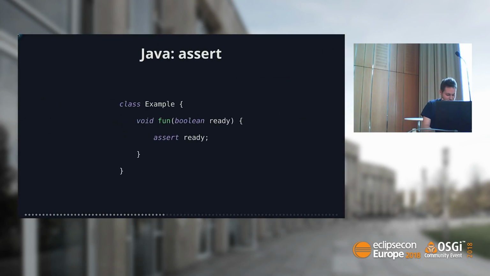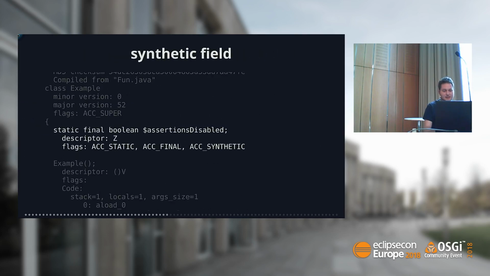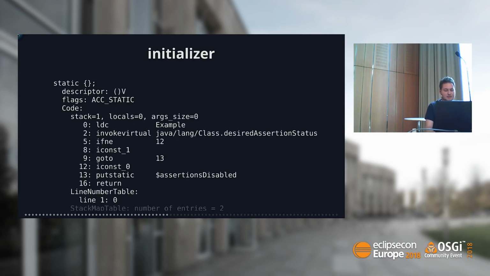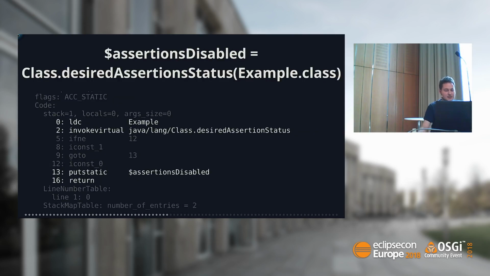Assertions. A pretty simple construction. We can assert on some value. What happens inside? Inside we again get some magic happening. We have an assertions disabled field. We have an initializer that populates this field. Why is this initializer needed? Well, because you can specify the assertion status. You can enable or disable it per class.